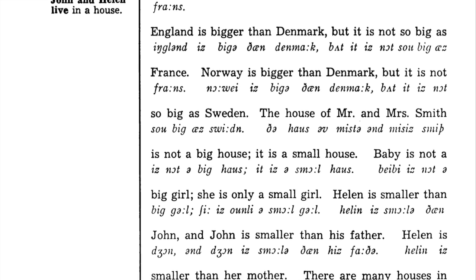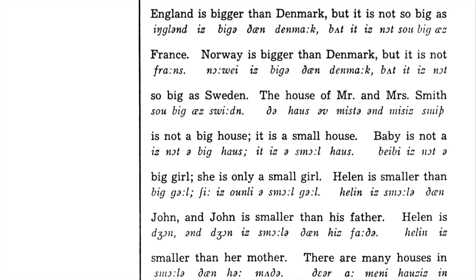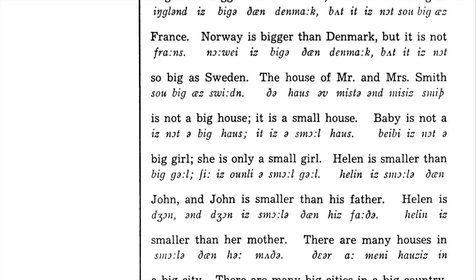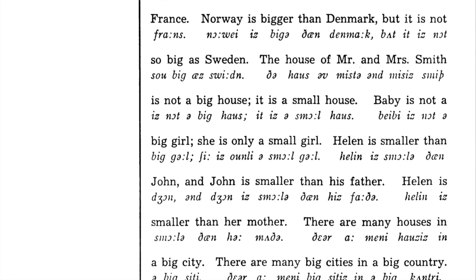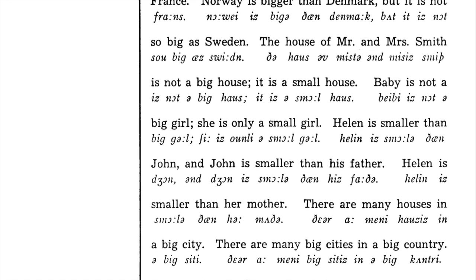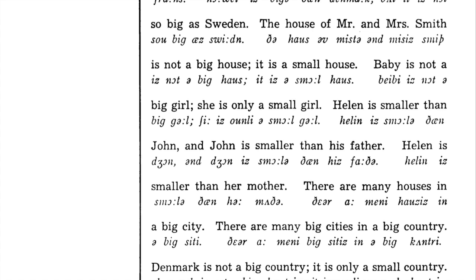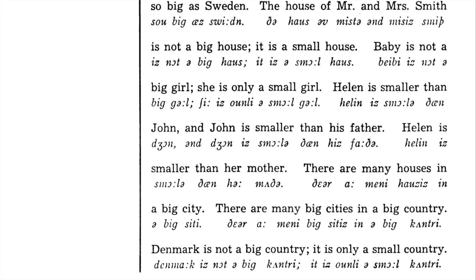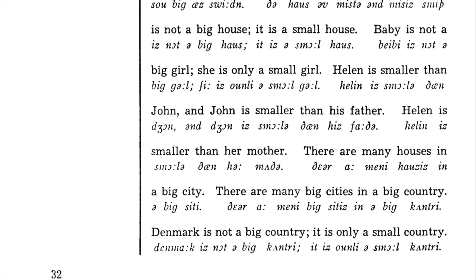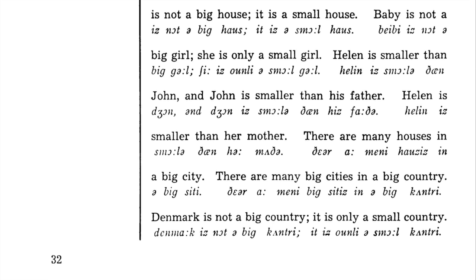The house of Mr. and Mrs. Smith is not a big house. It is a small house. Baby is not a big girl. She is only a small girl. Helen is smaller than John, and John is smaller than his father. Helen is smaller than her mother.